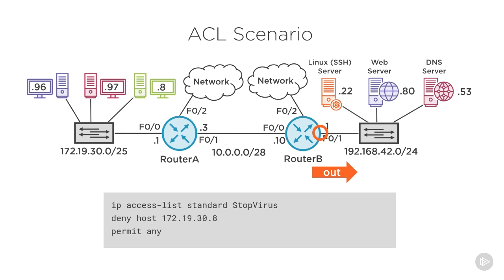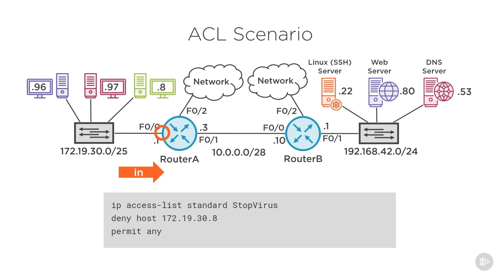Well, in this case, what I would do is actually not apply it to F01 in the outbound direction or to F00 in the inbound direction, because now that's only protecting router B's network attached to F02 and our server network. I could put it on router A on F01 in the outbound direction, but that's not doing much different than when I applied it to router B's F00 in the inbound direction. My personal opinion is the most effective place to put this standard access control list is closest to the source.